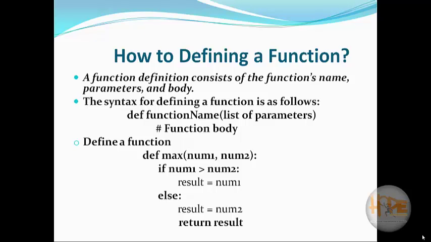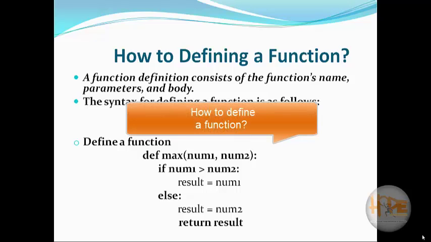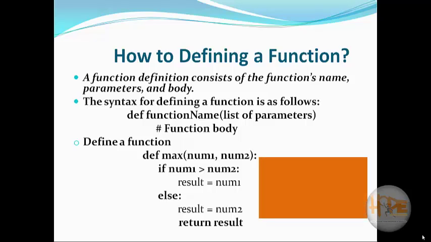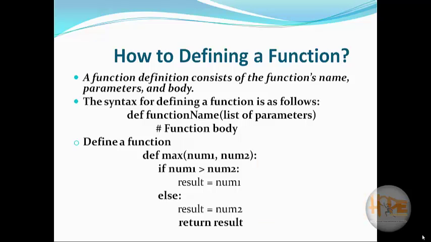The syntax for defining a function is as follows: def, function name, in the brackets the list of parameters, and the function body. We see one example of defining a function: def max(num1, num2), and in the function body, if num1 is greater than num2 then result is equal to num1, else result is equal to num2, and return the value of result.